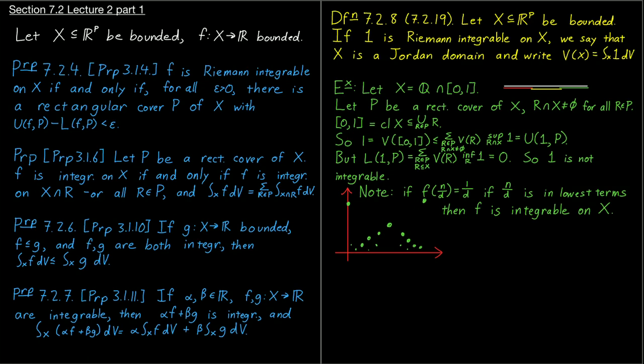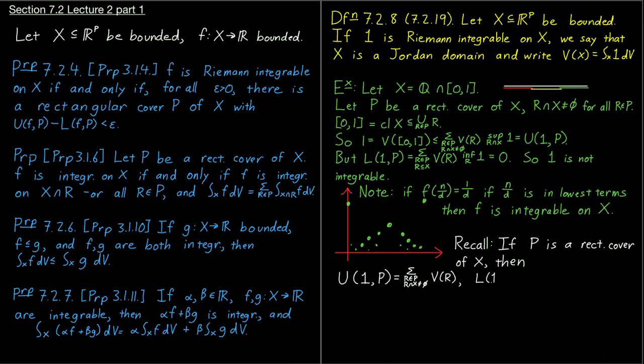Let's say a little bit more about what a Jordan set looks like. So let's recall, if P is a rectangular cover of X, then the upper Darboux sum of our function 1 over P is the sum over the rectangles in P that intersect with X, their intersection with X not empty, of the volume of that rectangle, multiplied by the supremum of the function 1. The supremum of the function 1 is 1, and the lower Darboux sum is just the sum of all the rectangles contained in X.